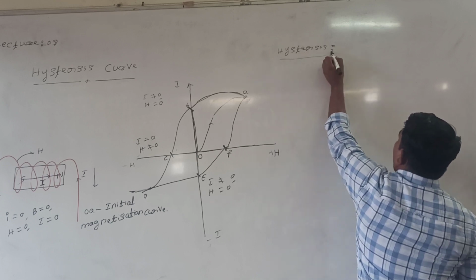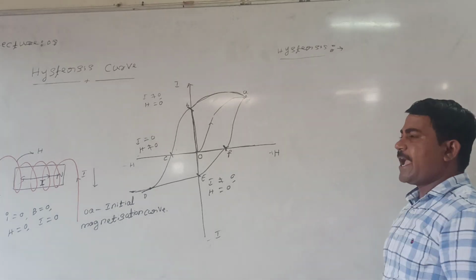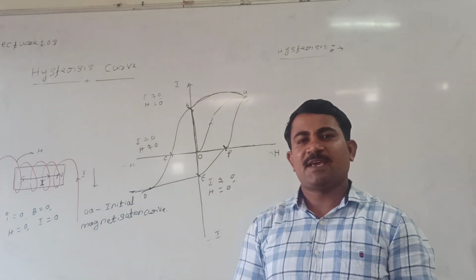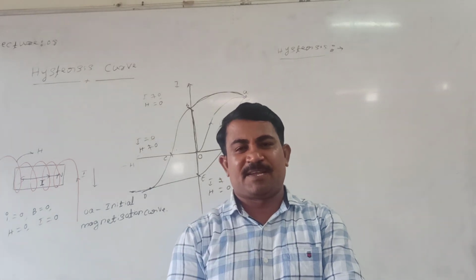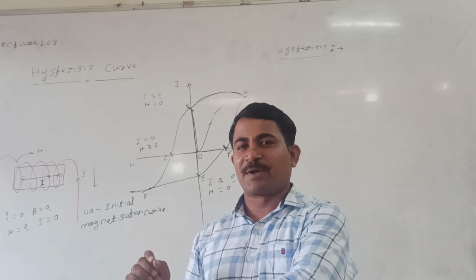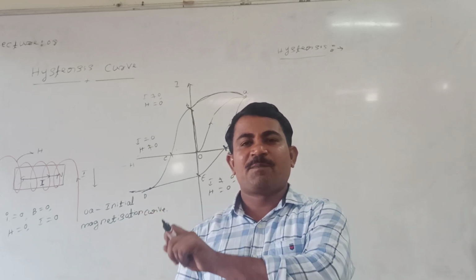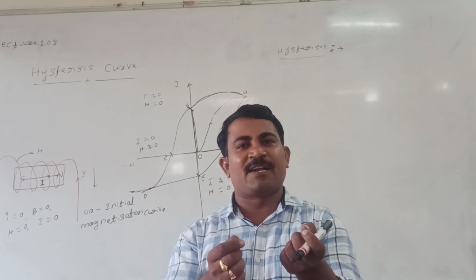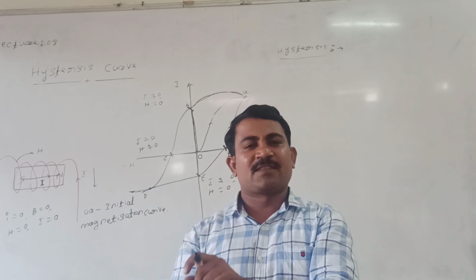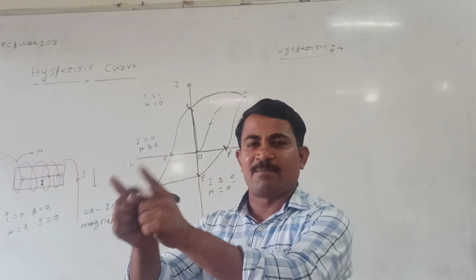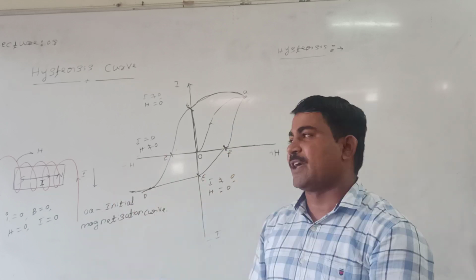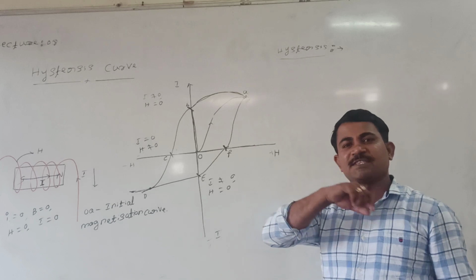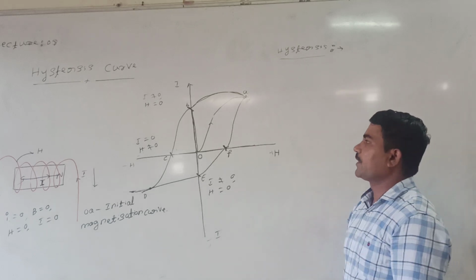Hysteresis. See here. Actually, hysteresis is a property of ferromagnetic material. If a ferromagnetic material is subjected to an external magnetic field, it gets magnetized. The relation between the applied magnetic field and the magnetization, that we are calling hysteresis. What is the meaning of hysteresis? That we will see.